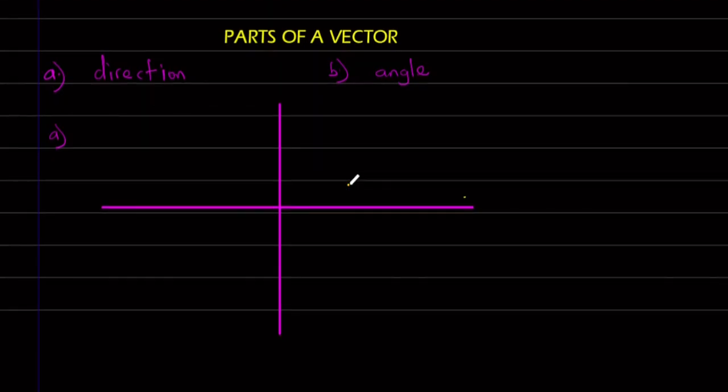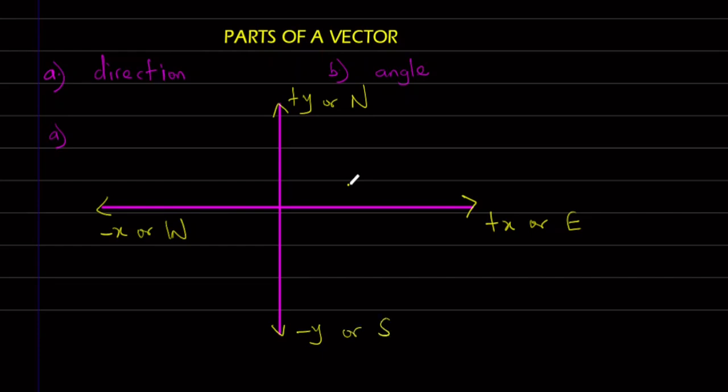A vector has four directions. We have positive x, which is also known as east. We have positive y, also known as north. Then negative x, also known as west. And negative y, also known as south. A vector can be traveling in any of these directions.